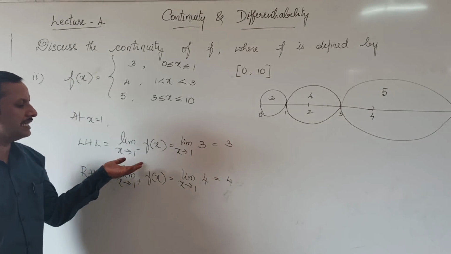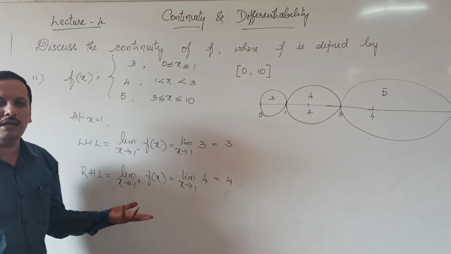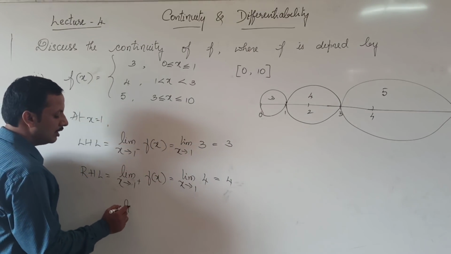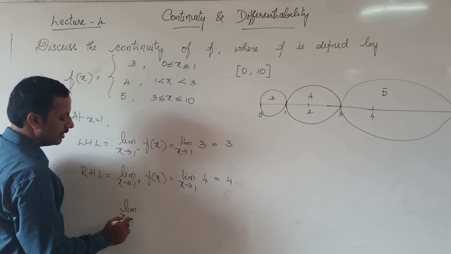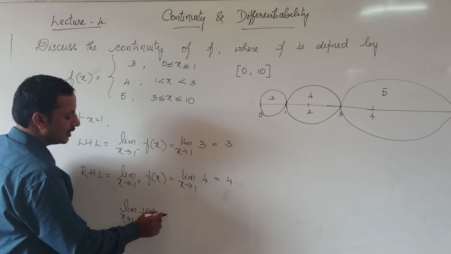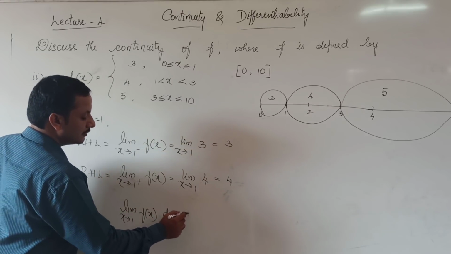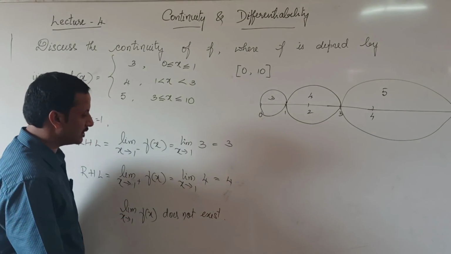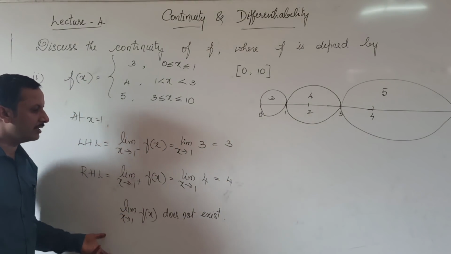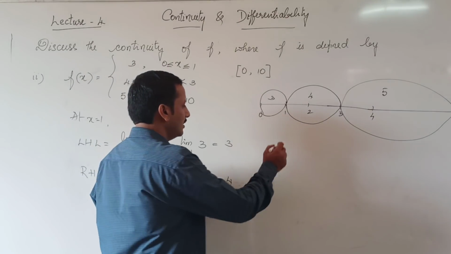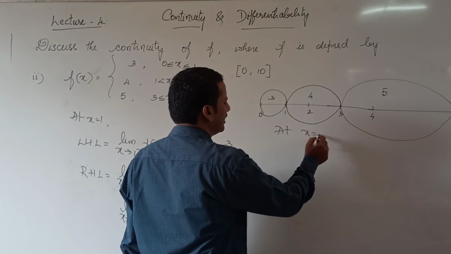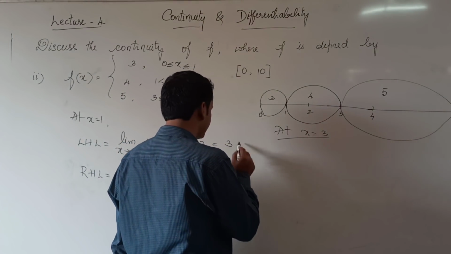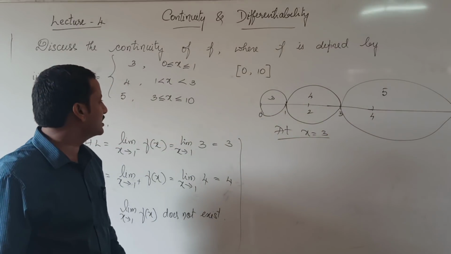So left hand limit is 3, right hand limit is 4. So limit does not exist. Limit x tends to 1, f of x does not exist. And obviously at 1 the function is discontinuous. Then we shall test the continuity at x equal to 3.